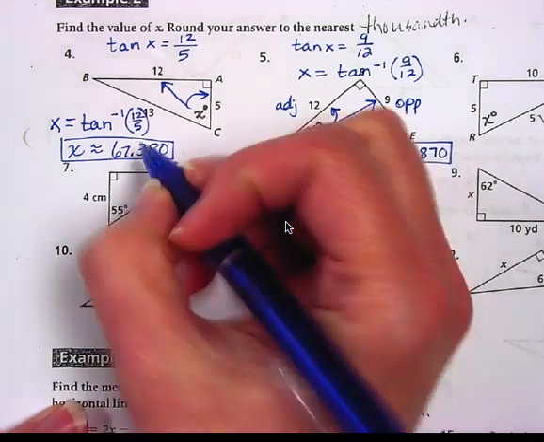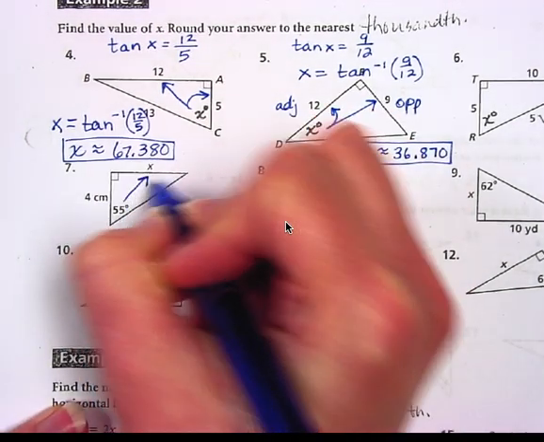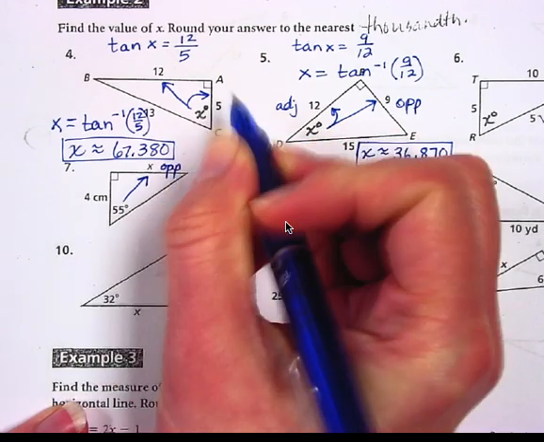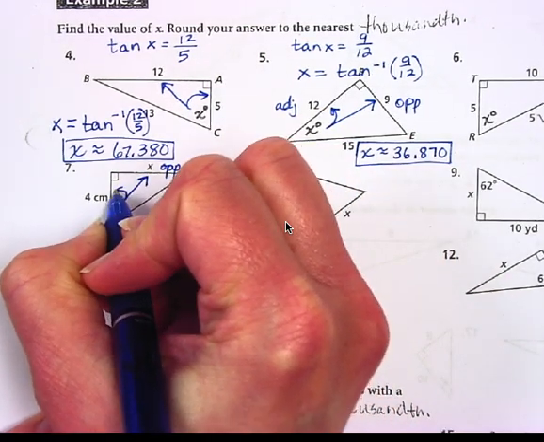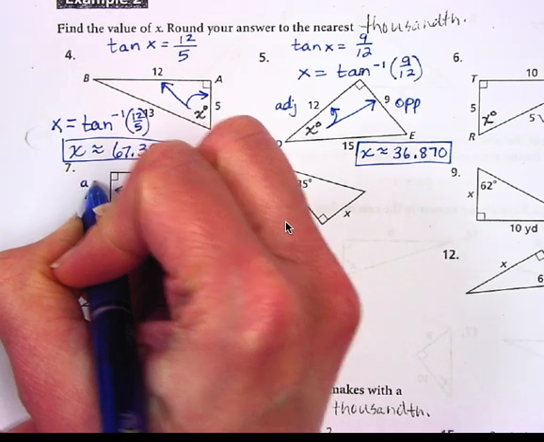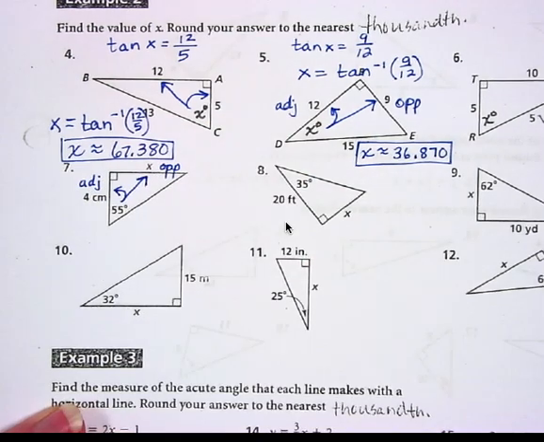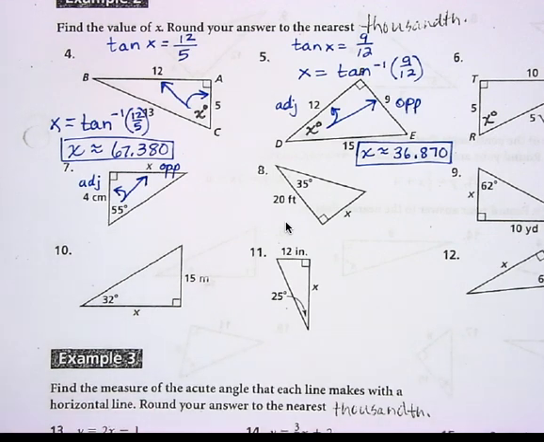Okay, so across from 55 is x. So x is opposite. And next to 55 is 4. It's adjacent. And labeling is super important. It's not as hard today, but when we add sine and cosine in there on Monday and we have to figure out which one we use when, it's the labeling and the thinking about SOHCAHTOA that's going to tell us.